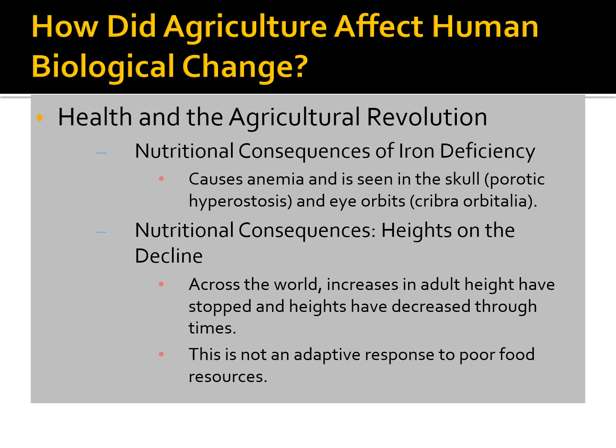And we know that this is not an adaptive response to poor food resources because there's no variation in why this is happening, right? We see it happening in human groups that have very adequate levels of nutrition as well as human groups that do not have adequate levels of nutrition over time.